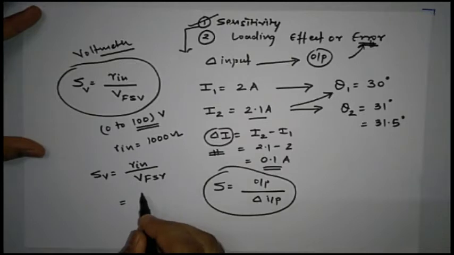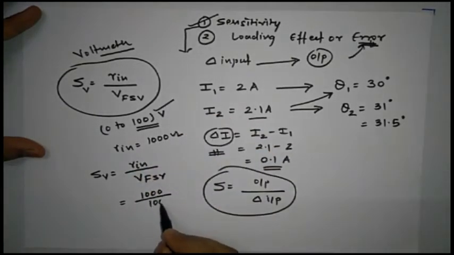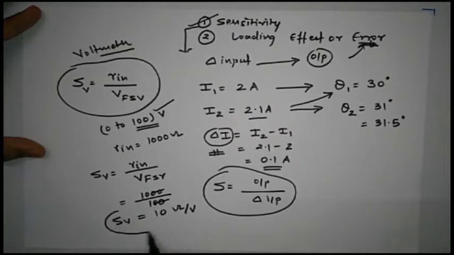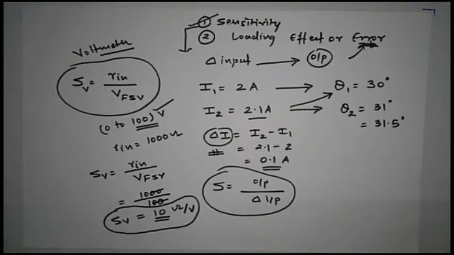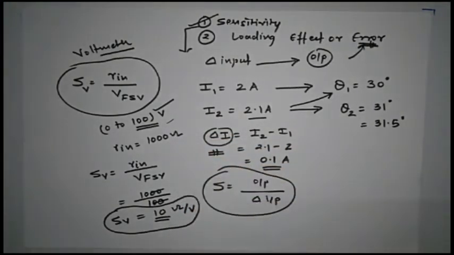So I can write here as 1000 divided by full scale value, in this case 100. So finally we will get output as 10, and the unit is, because it is the ratio of resistance and voltage, ohm per volt. So in this case the sensitivity of this voltmeter is found to be 10 ohm per volt. So this is how we can calculate the sensitivity of a voltmeter whose range is known to us and whose internal resistance is known to us.